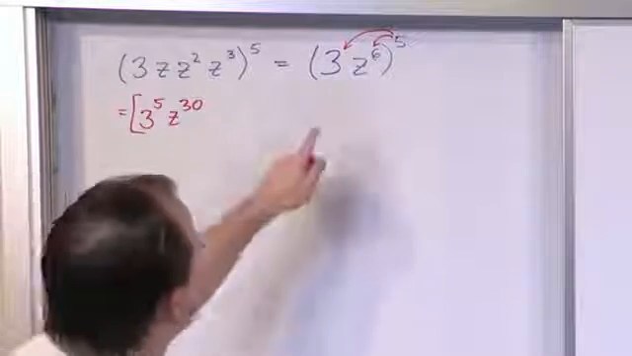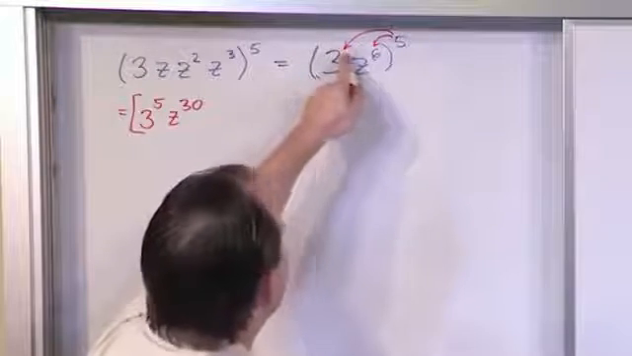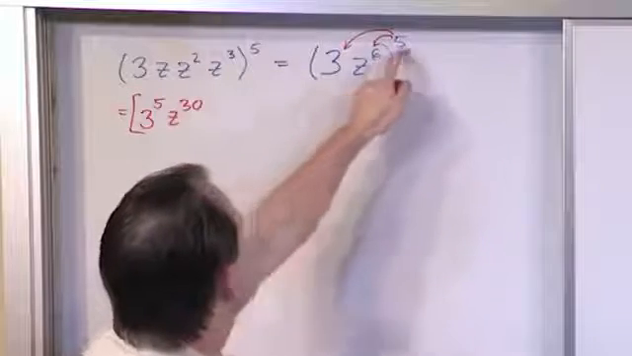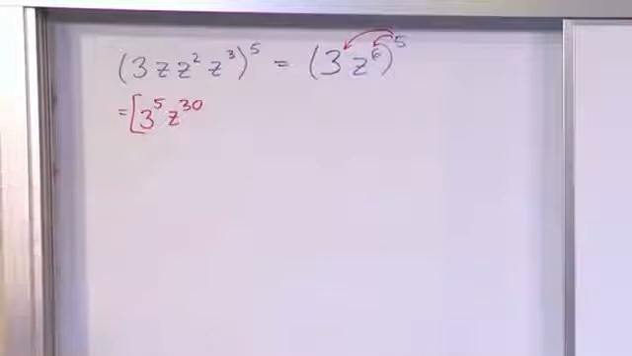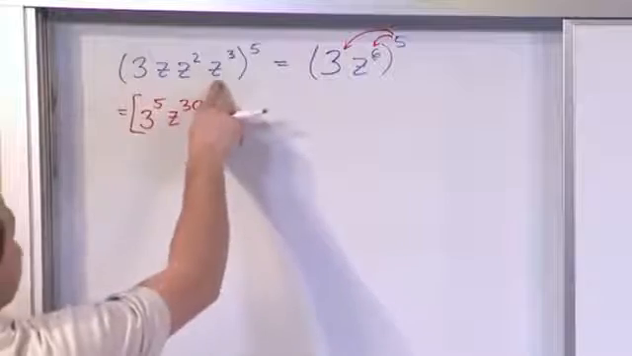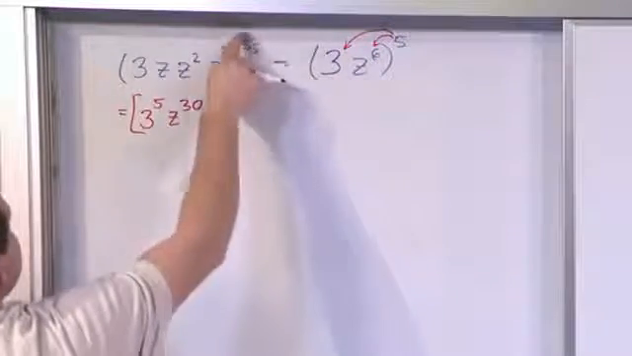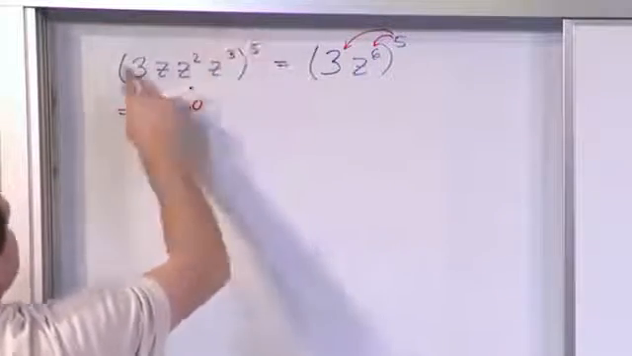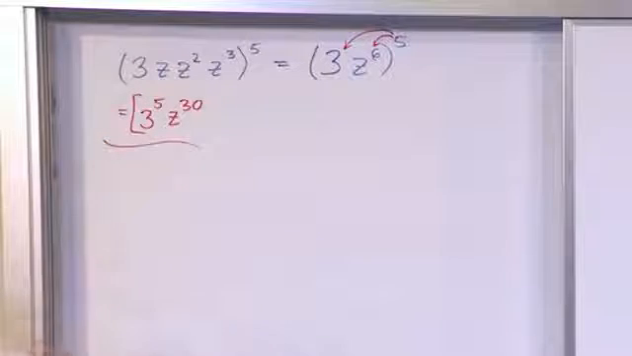Notice this is like 3 to the 1. So 1 times 5 is 5, 6 times 5 is 30. And you get the same answer either way. We combined first and then applied the exponent. If I apply the exponent to everything individually and then simplify, I'm going to get exactly the same answer in that case. And that's always the way it should be.